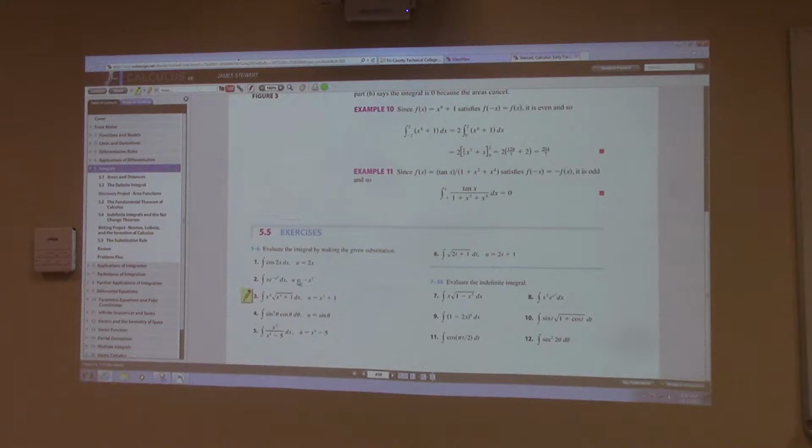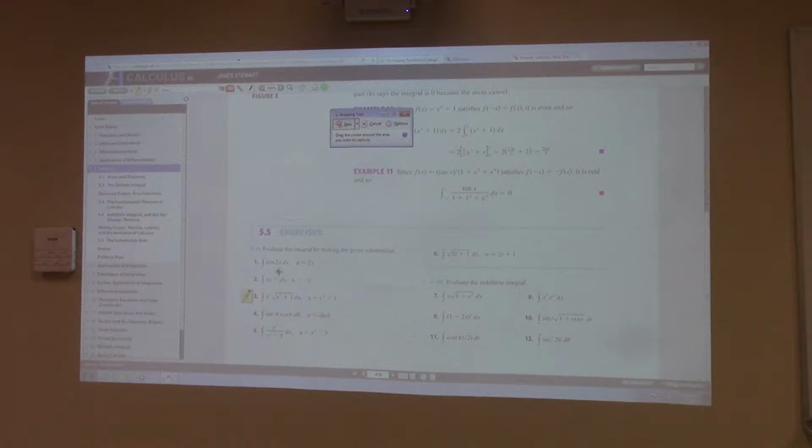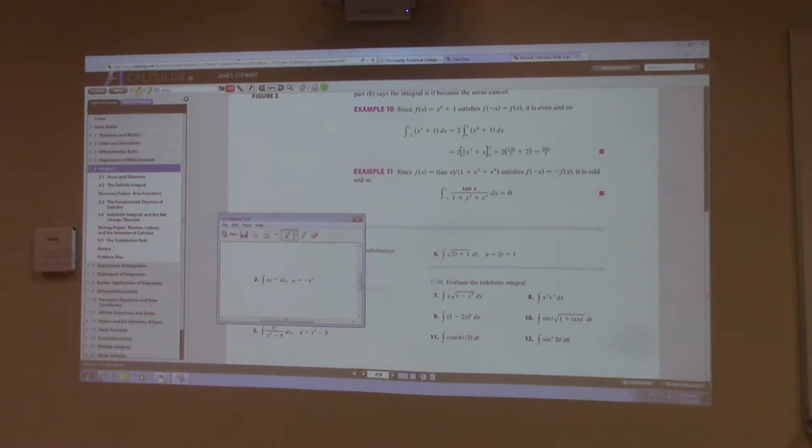There's one, number 2. Now, a lot of people would say, hey, why aren't they picking e to the x to be u? Well, what are you supposed to pick, the easiest or the hardest? The hardest, the most difficult. Is e to the x difficult? No.